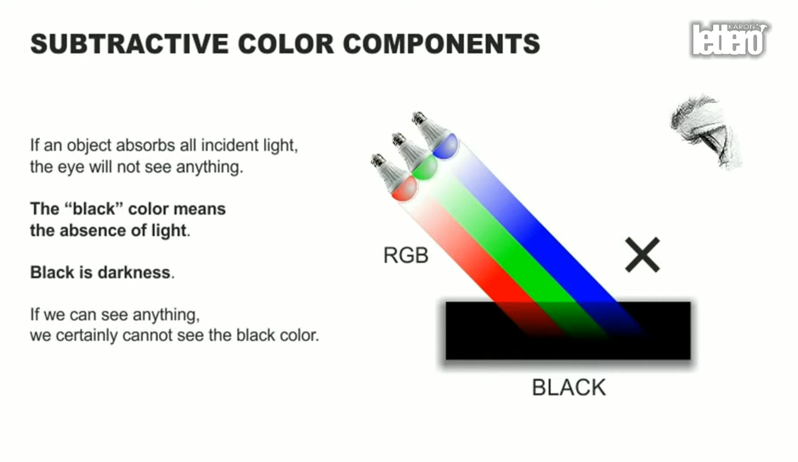If an object absorbs all incident light, the eye will not see anything. A black colour therefore indicates the absence of light. Black is darkness. If we can see anything at all, then we are certainly not seeing black.